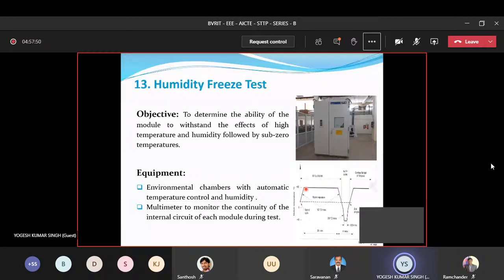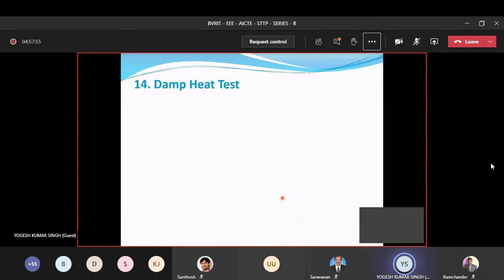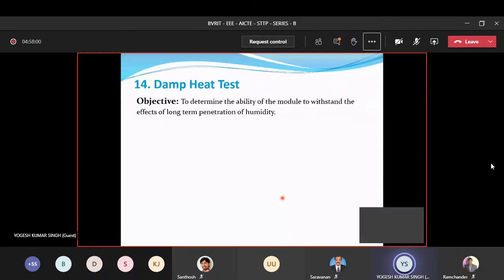Similarly we have a damp heat test, and in the damp heat test we will determine the ability of the module to withstand the effect of long-term penetration of humidity. Then the equipment required for damp heat testing: the environmental chamber with humidity and temperature control is a requirement. Then what are the severities that will affect the module?